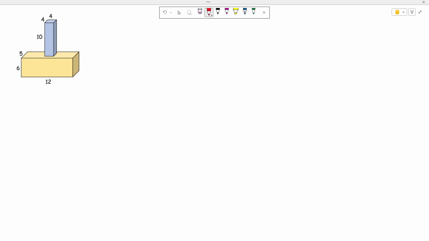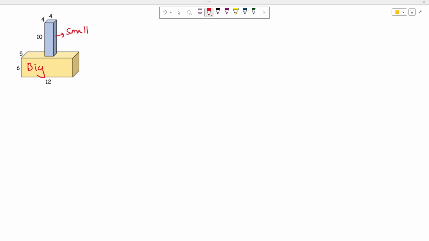So what we're going to be doing here, guys, step number one, we're going to find the surface area of both of these prisms. So we have a big rectangular prism, so I'm going to call it big. And then we have a small rectangular prism, which I'm going to call small. Alright guys, so we have big and small.